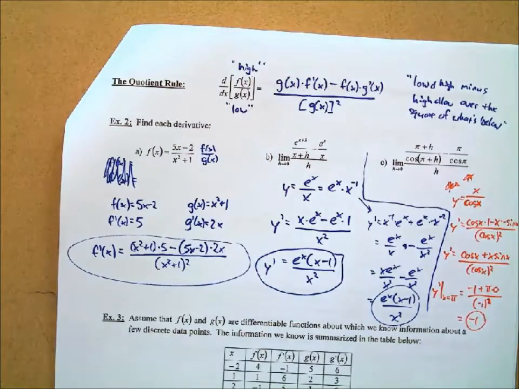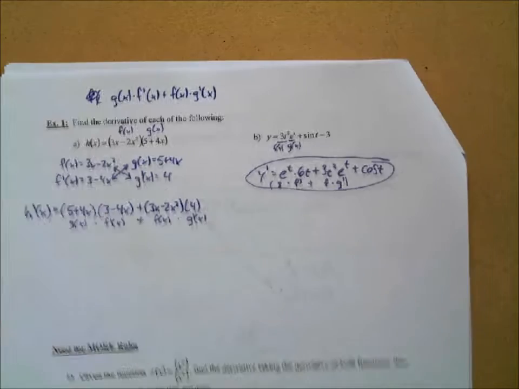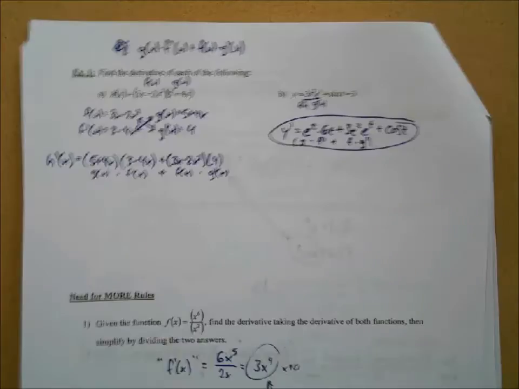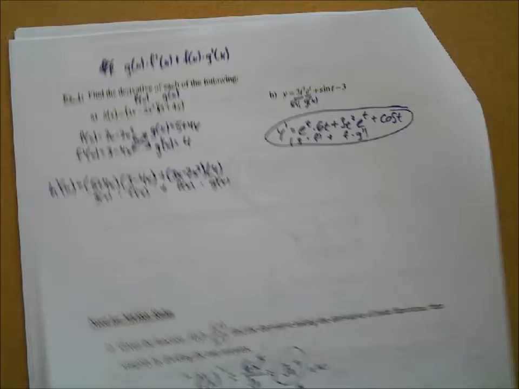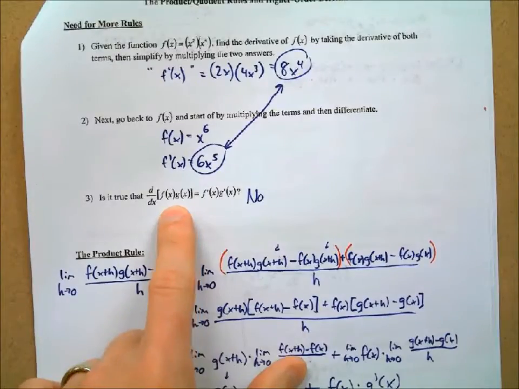Last time in class we learned about the product rule and quotient rule. Those were not necessary on your most recent quiz, right? You did not have to use them. But just to refresh your memory a little bit about that product rule, whenever we have the derivative of a product of two things.